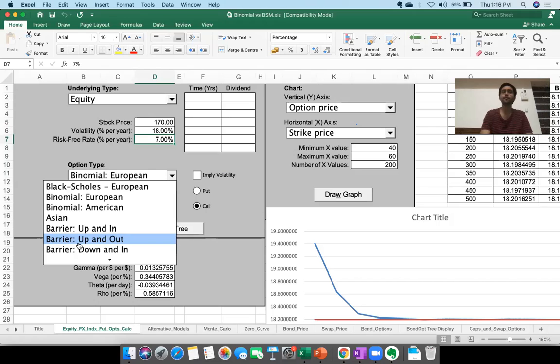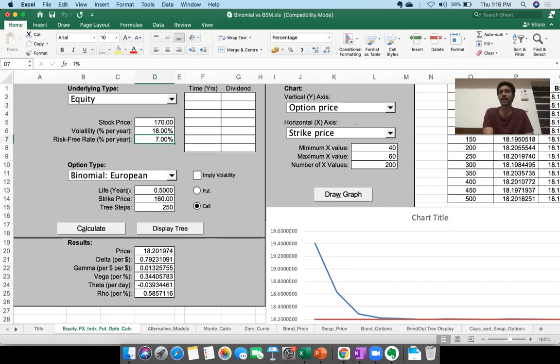For now, first I will stick to binomial European. Then we have a life of 0.5 years. The strike price is 160. The number of tree steps I am first entering as 2. Tree steps basically mean the 2-period binomial. If 2 tree steps basically refers to a 2-period binomial, then 10 tree steps refers to a 10-period binomial.